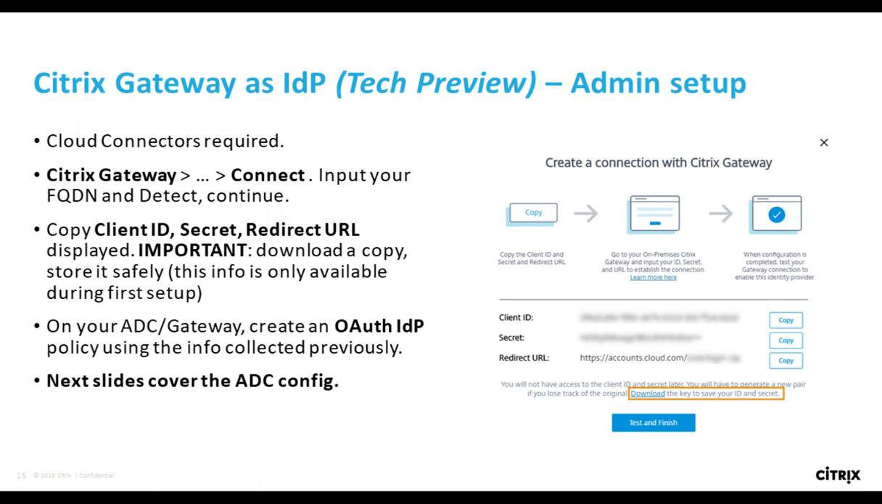On the gateway side, you can create an OAuth IDP policy using the client ID, secret, and redirect URL. And well, you will need to test and finish. And Citrix Cloud will verify that your gateway is reachable and configured correctly.